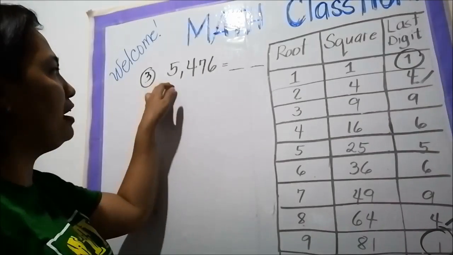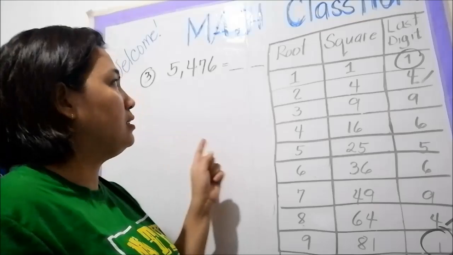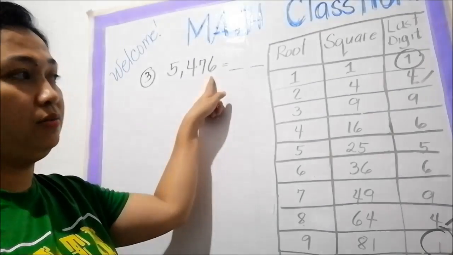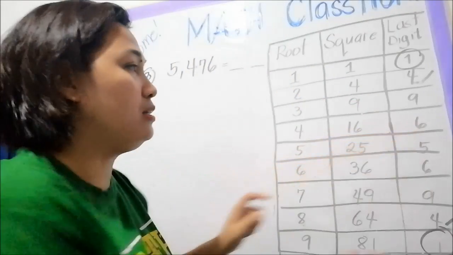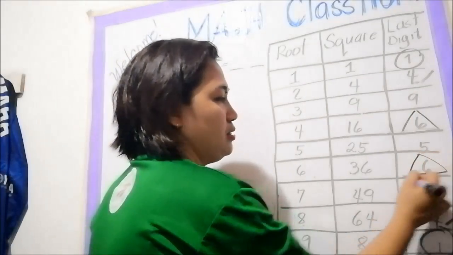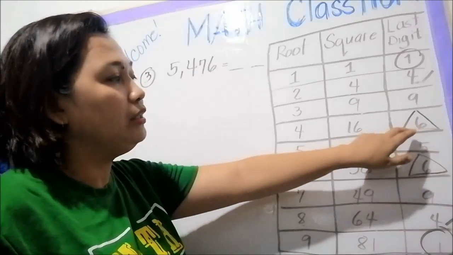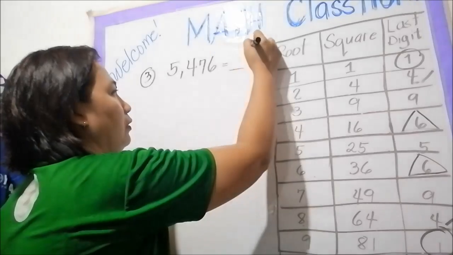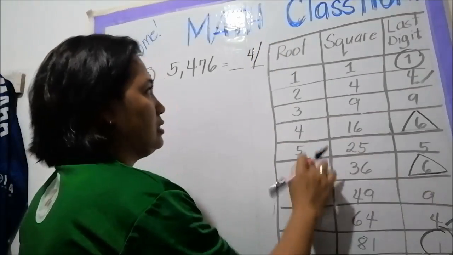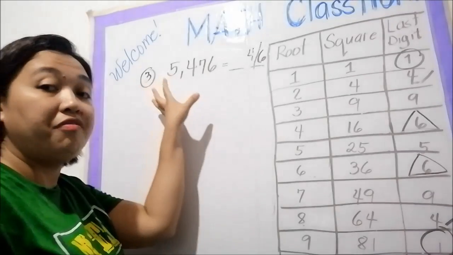We have 5,476. Now, what is the last digit? That's 6. So we have here 6 and also 6 here. The first 6 here, the square root is 4. And the second one is 6.